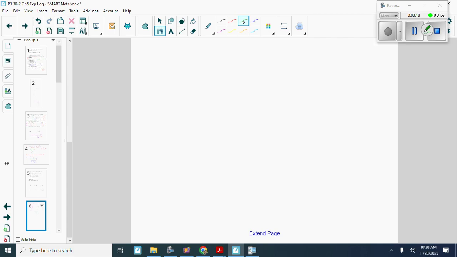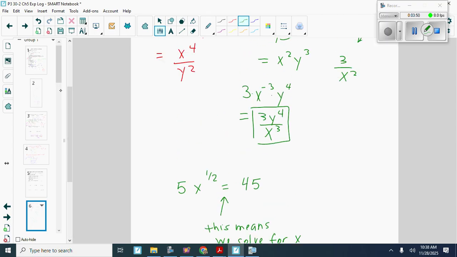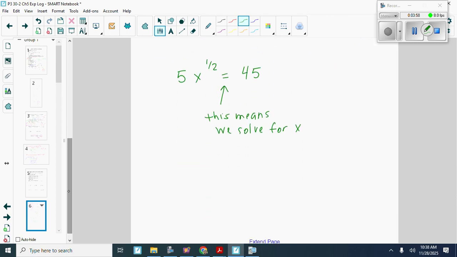So we talked about an equation. As soon as we have an equal sign, so for example, we have 5x to the 1/2 is equal to 45. We went with a question similar to this yesterday. When we have an equal sign, this means that we are solving for x. This is different from this. This question did not have an equal sign in it, and we're just simplifying. This question has an equal sign, which means we're actually solving for x.